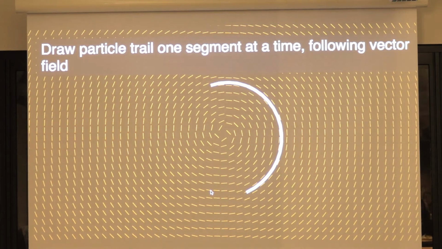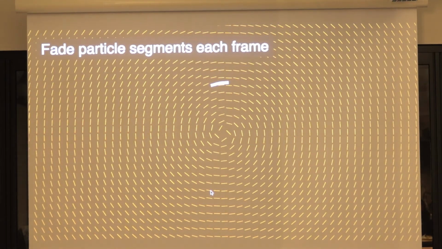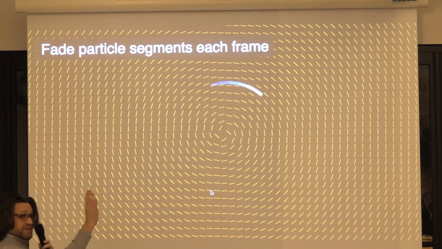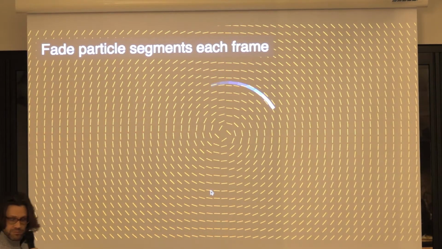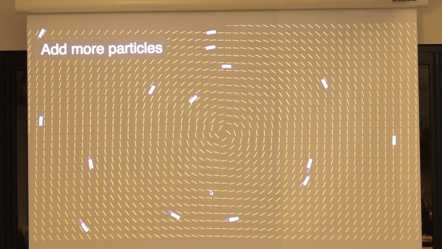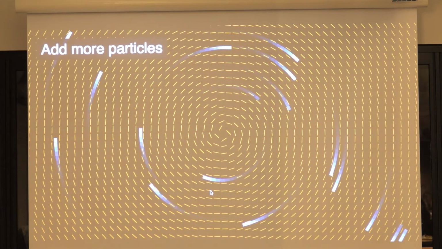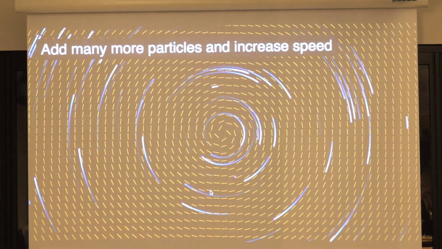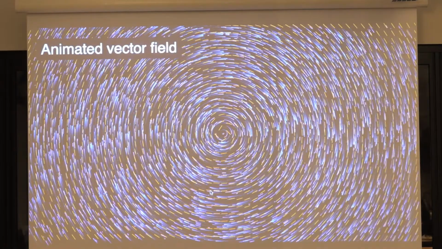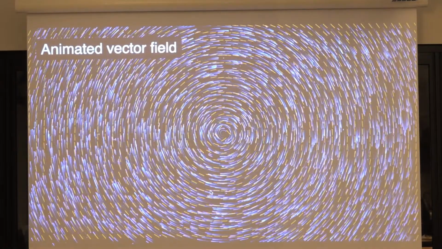Now let's fade the segments we've drawn previously. Let's fade that each frame and increase the speed and add more particles. And that's the effect. That's how you do it.